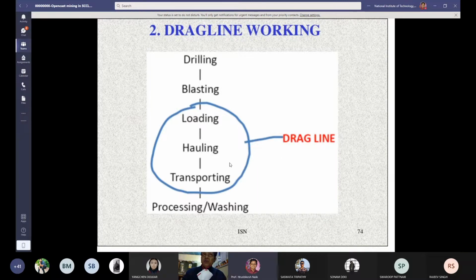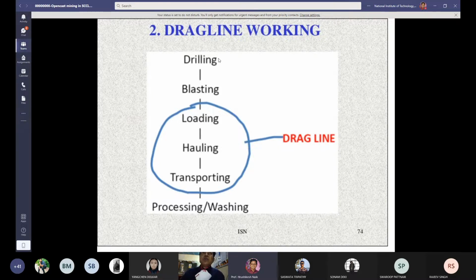dumped. So the only things you have to carry out are drilling and blasting. After that, the dragline will carry out three operations: loading, hauling, transporting. And after that, the mineral will be taken to the mineral beneficiation plant, or the coal will be taken to the coal washing plant for cleaning the coal.